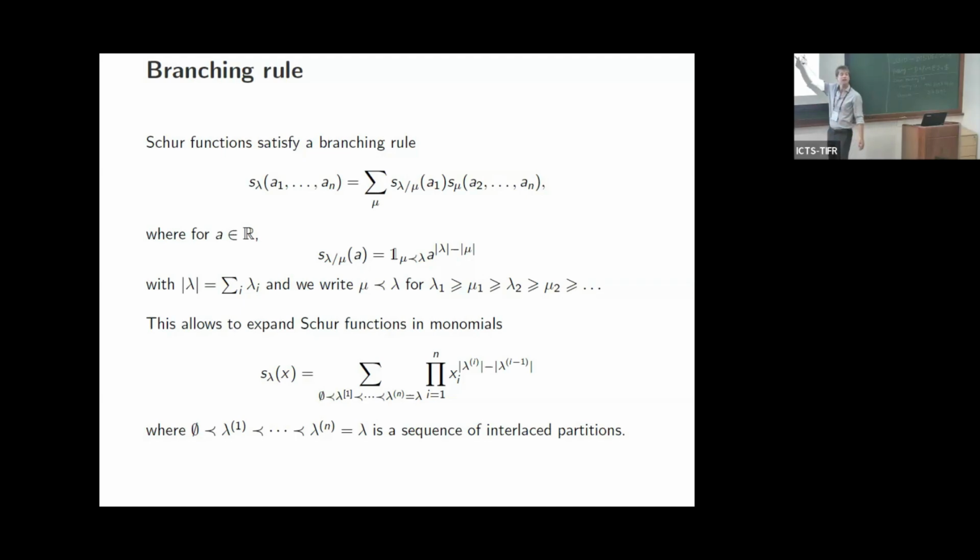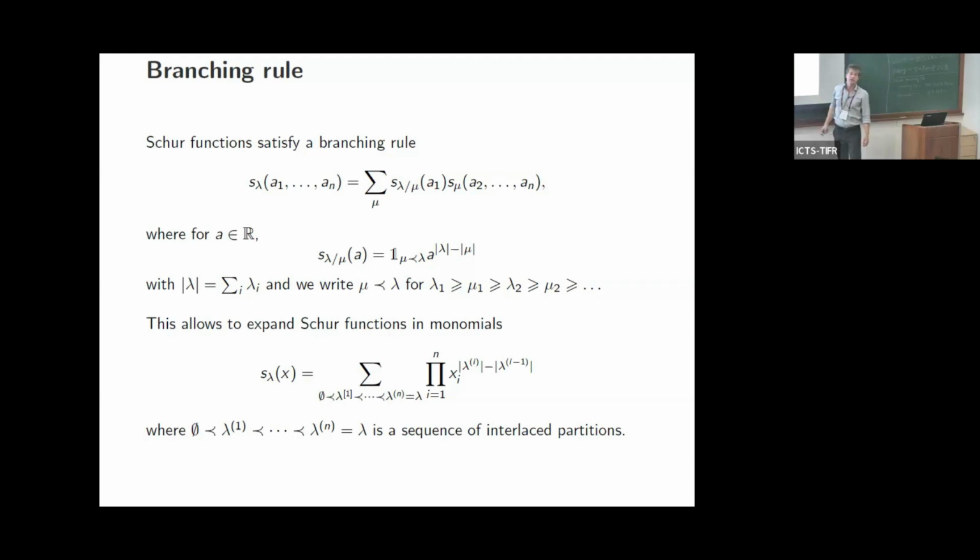And it's multiplied by an indicator function, the indicator that mu interlaces with lambda. The interlacing is a little bit like the minors of the eigenvalues of matrices. It's a condition that says that lambda 1 is larger than mu 1, which is larger than lambda 2, larger than mu 2, etc. So this is what I mean by interlacing, and I denote it like that: mu interlaces with lambda. That defines my skew Schur function.